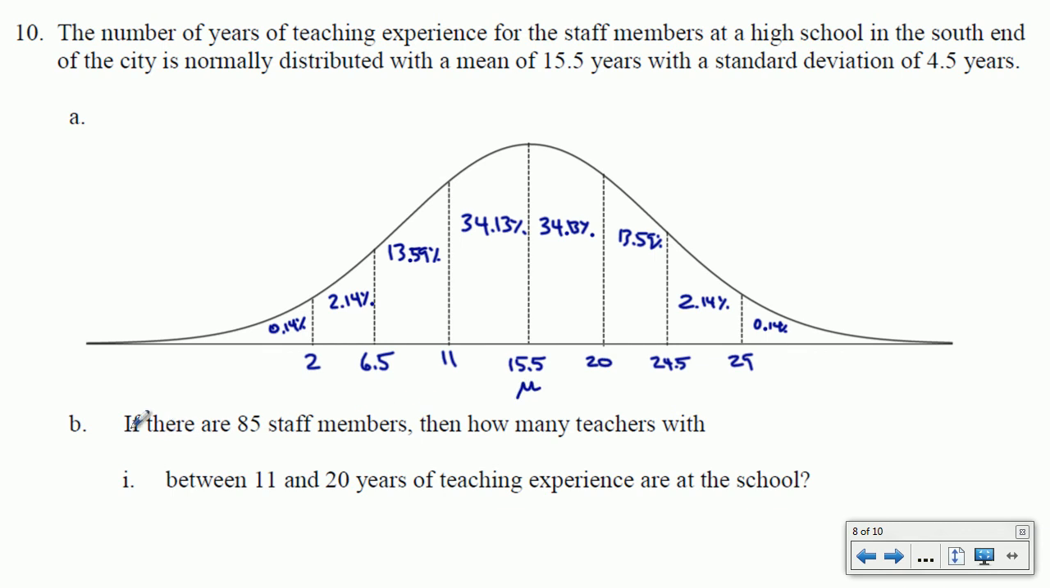So in part B, if there's 85 staff members, how many teachers with between 11 and 20 years of teaching experience? So between 11 and 20 accounts for 34.13 plus another 34.13. So 2 times 34.13 is 68.26%. And if we want to figure out how many teachers that represents, we multiply 85 by the percentage as a decimal, which is 0.6826. And that works out to be about 58 teachers.